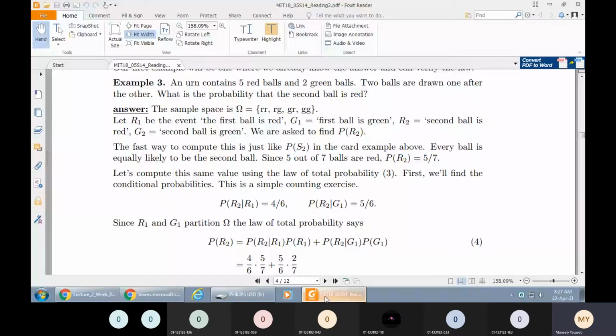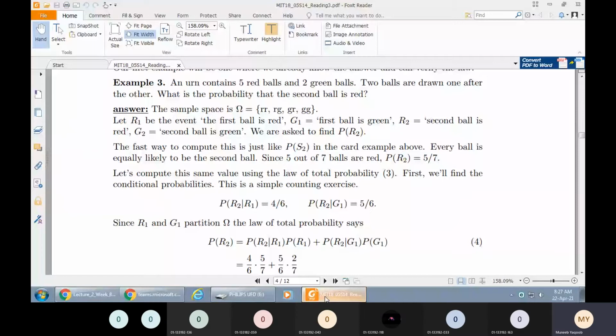Similarly, the first ball red and the second ball green, that is RG. Similarly, the first ball is green and the second ball is red, that is GR in the sample space. And similarly, if both balls are green, then we can write that it is the outcome GG.